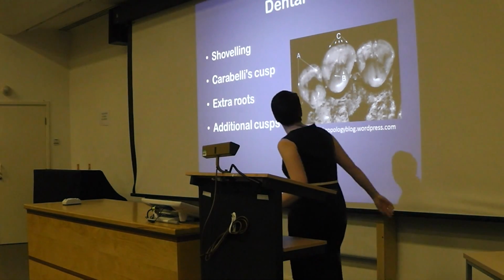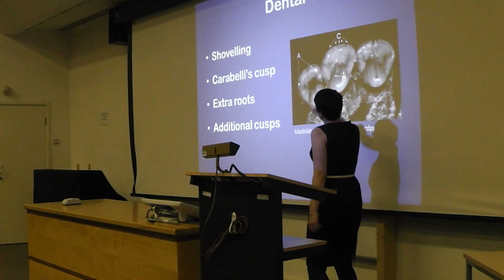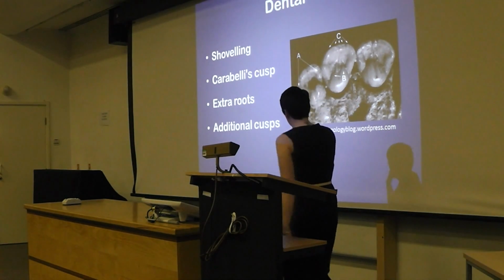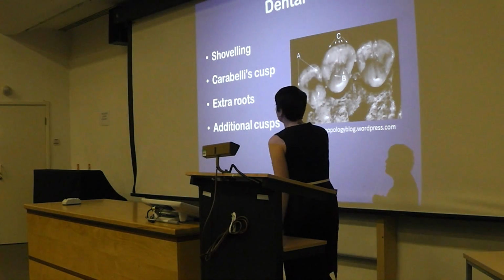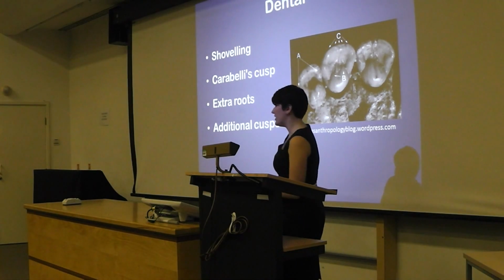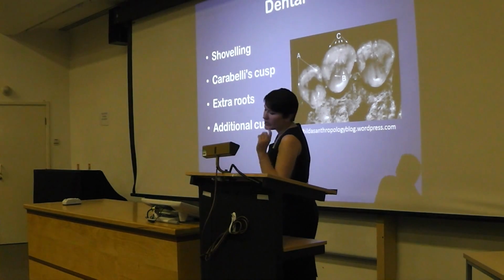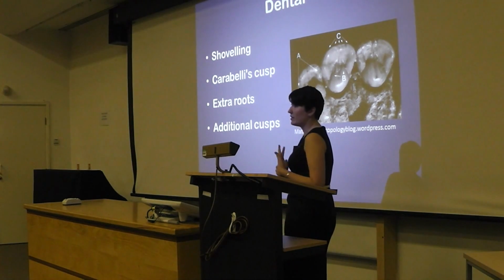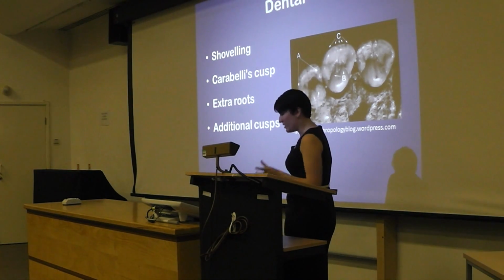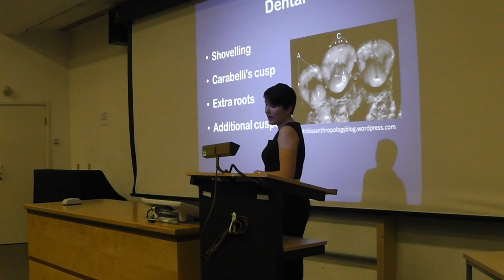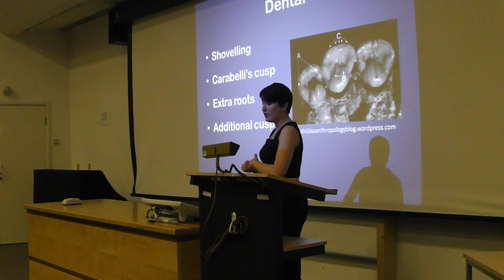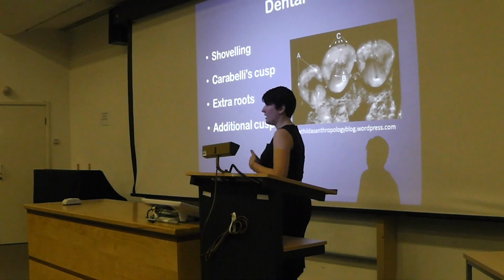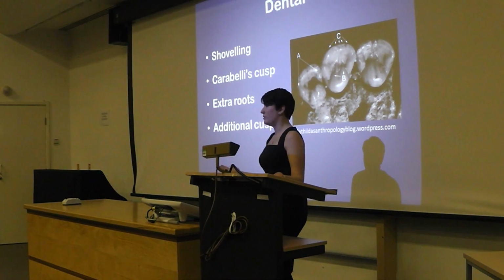So this is an example of shoveling. It's only really on the incisors and canines. You also get things like Carabelli's cusp, which is an extra cusp on the side of the tooth, and extra roots within the molars, particularly the lower molars, as they normally only have two, but you can find them with three. And additional cusps, such as on the second and third molars, which would normally have 4 or 5 cusps. You can find them with 6 or 7.